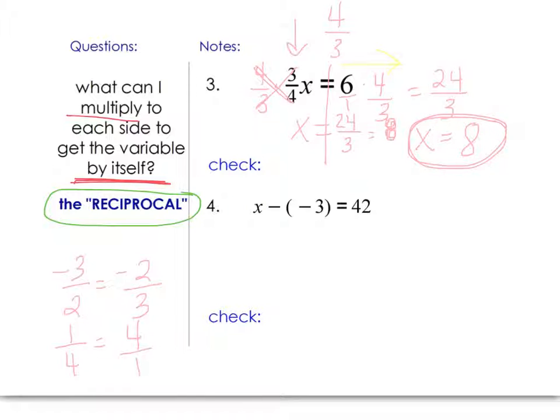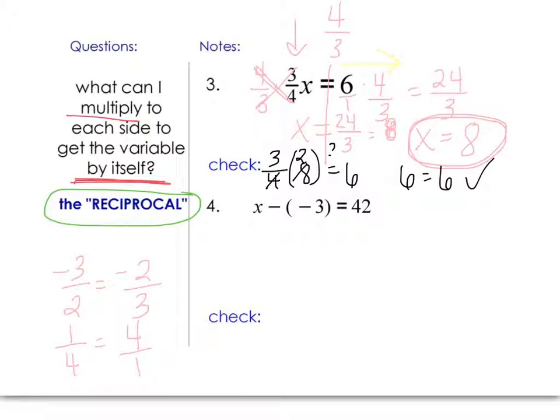If I check that, 3 over 4 times 8 equals 6. I want to know if that's true. Well, 4 and 8 can cancel just to make 2. I can simplify that. What's 3 times 2? 6 equals 6.